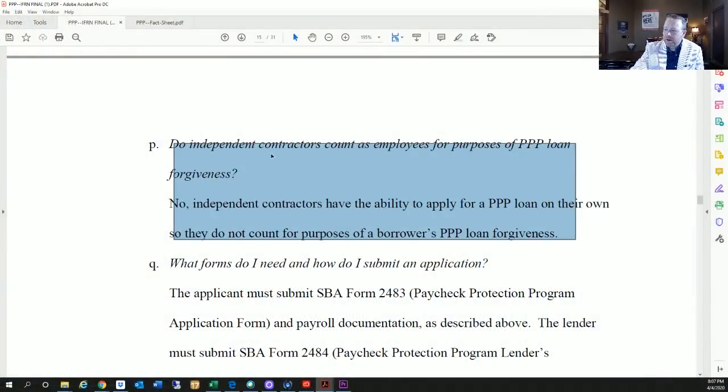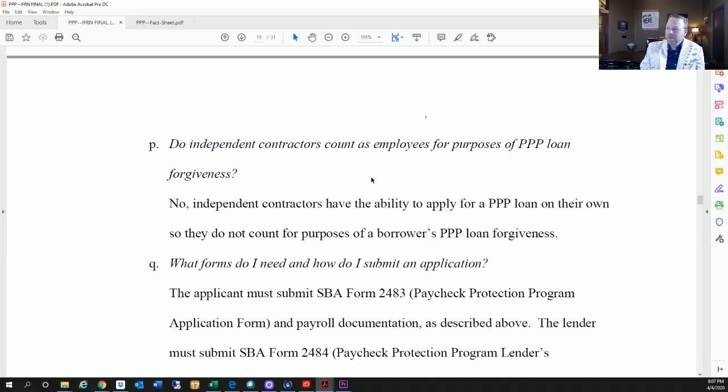Okay, right there. Do independent contractors count as employees for purposes of the PPP loan forgiveness? No. Independent contractors have the ability to apply for a PPP loan on their own, so they do not count for purposes of the borrower's PPP loan forgiveness. And then it's up top, and also does it count for monies that can be used to calculate up the amount that you can borrow.